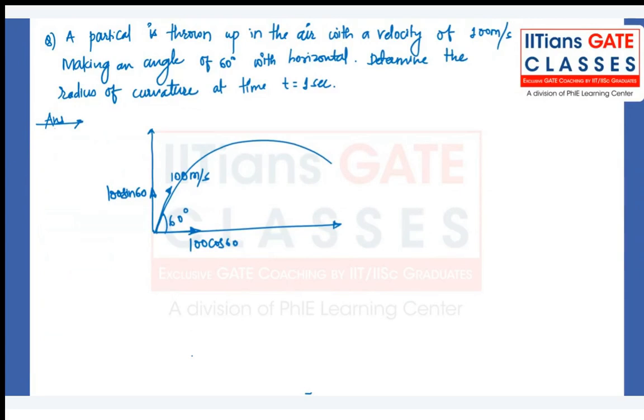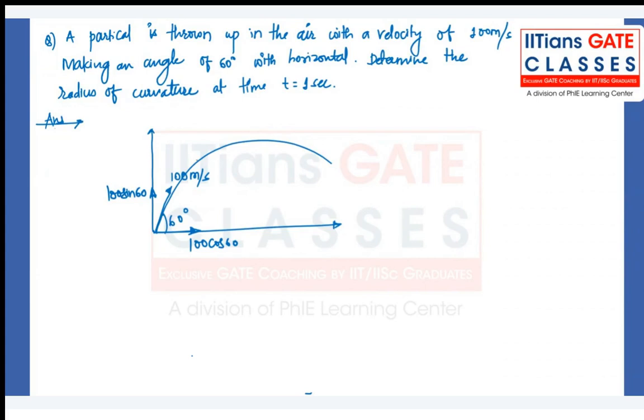As of now, the particle is making 60 degrees with the horizontal and it is at 100 meters per second. But we are working against gravity. So maybe after 1 second, the velocity will be a little less and the angle will be a little different, right? So that is what we should first focus on. And in that situation, we can calculate the radius of curvature, right? So let's try to understand it.